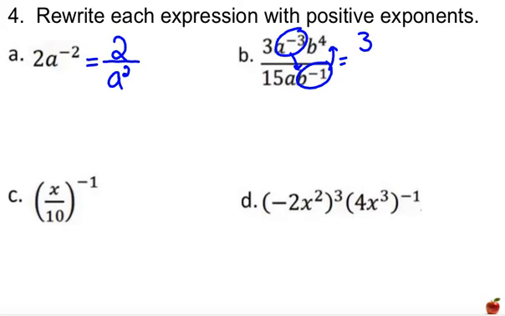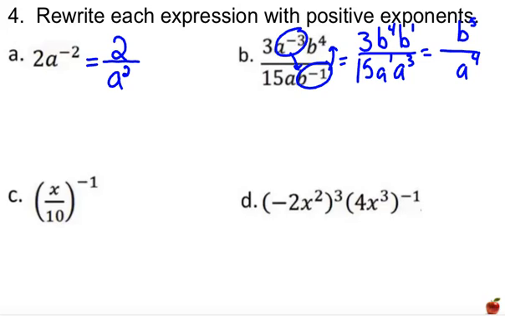So I have 3 on top, b to the 4th is still up there, and I've moved b to the 1st up there. On the bottom, I have 15a, and I moved a cubed down there. So let's take care of those b's. B to the 4th and b to the 1st is b to the 5th. You add those exponents. A to the 1st and a to the 3rd is a to the 4th.